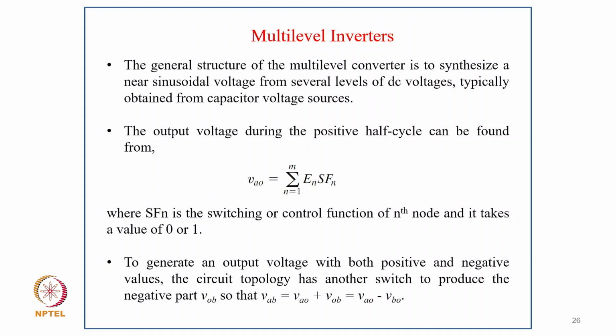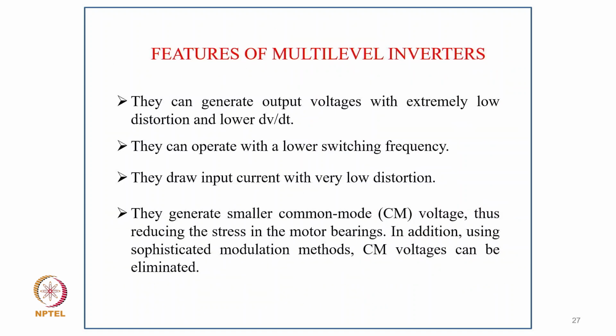So to generate an output voltage with positive and negative values, the circuit topology has another switch to produce the negative part VBO, so that VAB equal to VAO minus VBO.